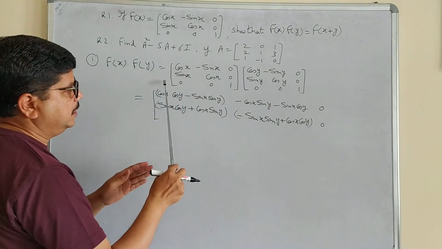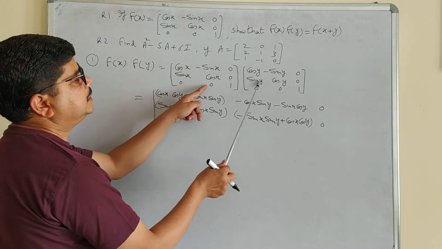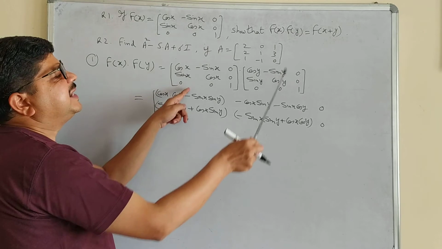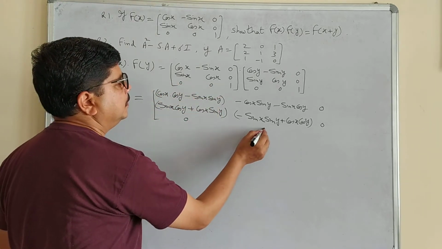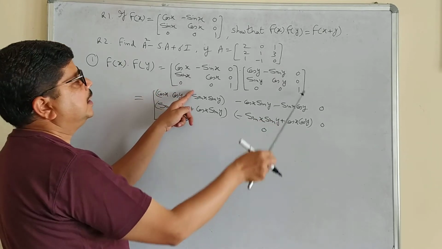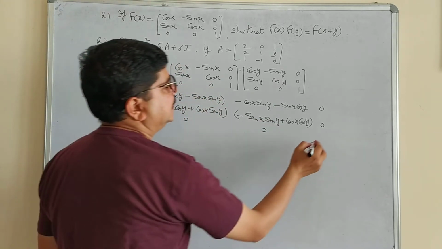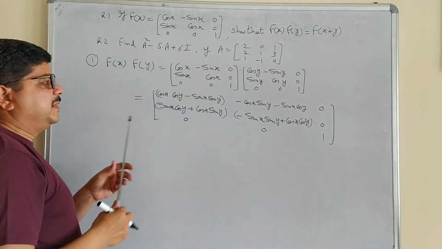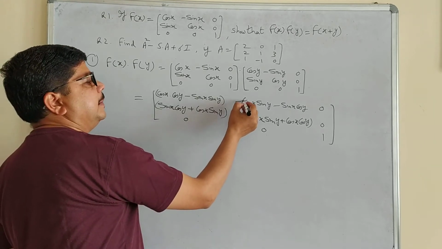Then coming to the third row, multiply first column, 0 plus 0 plus 0, 0. Third row, second column, 0 plus 0 plus 0. Then third row, third column, 0 plus 0 plus 1. Now, this is first term, second term. I can take minus common.